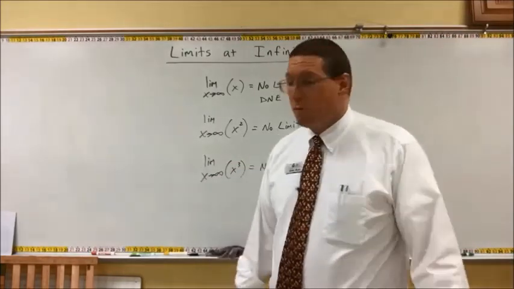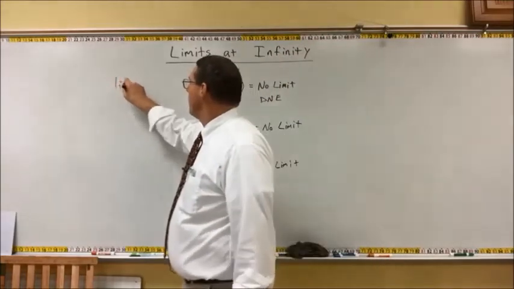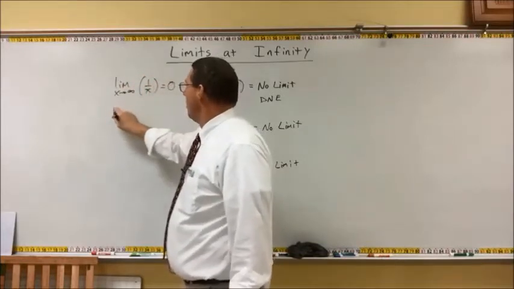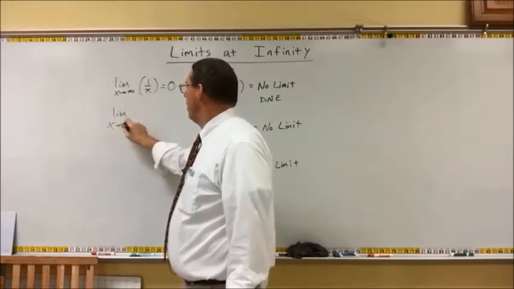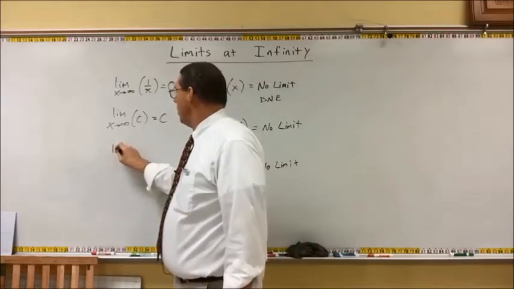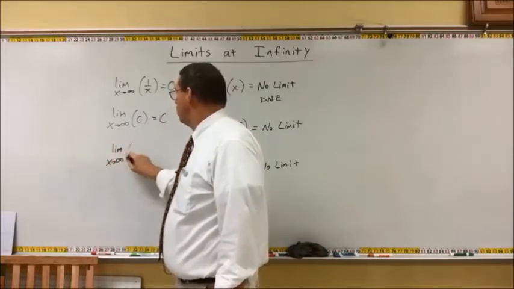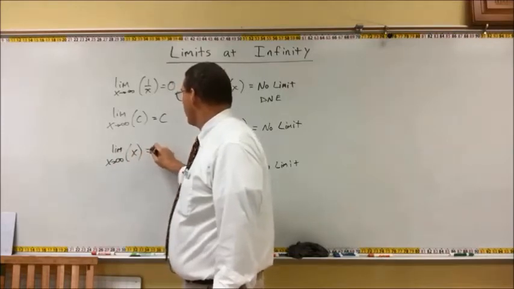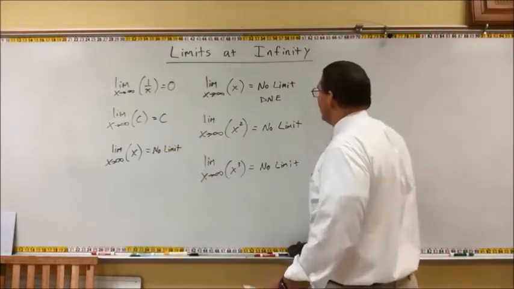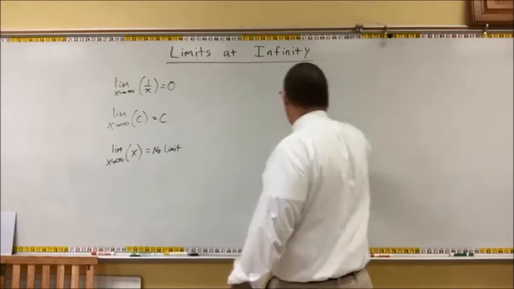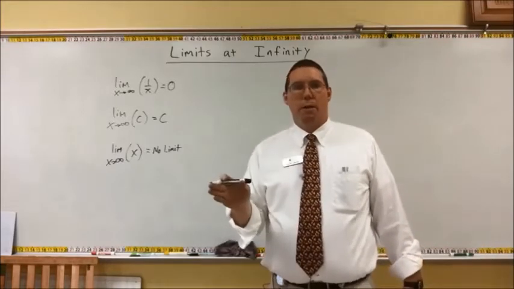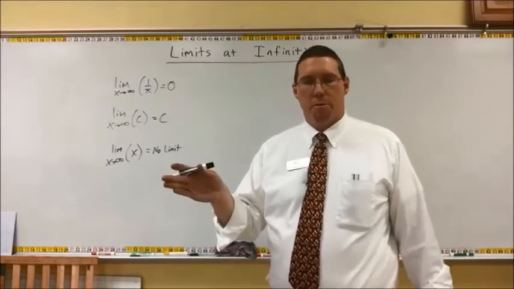So if you can understand these three basic ideas, that the limit as x approaches infinity of 1 over x is 0, and the limit as x approaches infinity of some constant value, c, the answer is c, and that the limit as x approaches infinity of just x, or x squared, the answer is no limit, then we can use these three concepts to answer any limit of a rational function with polynomial parts. Now, we'll get to non-polynomial parts in just a little bit, okay?